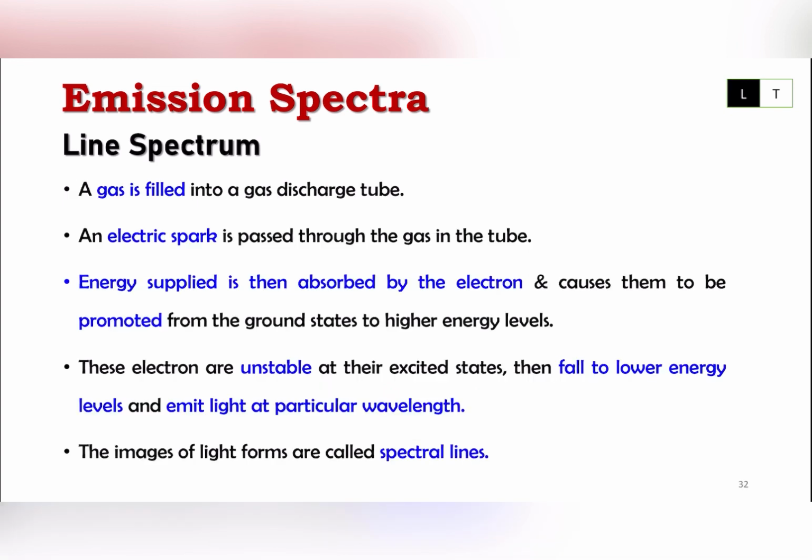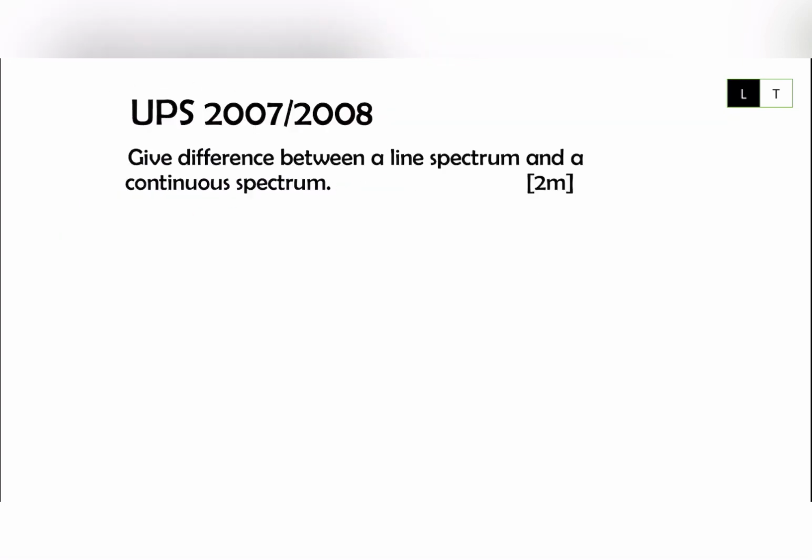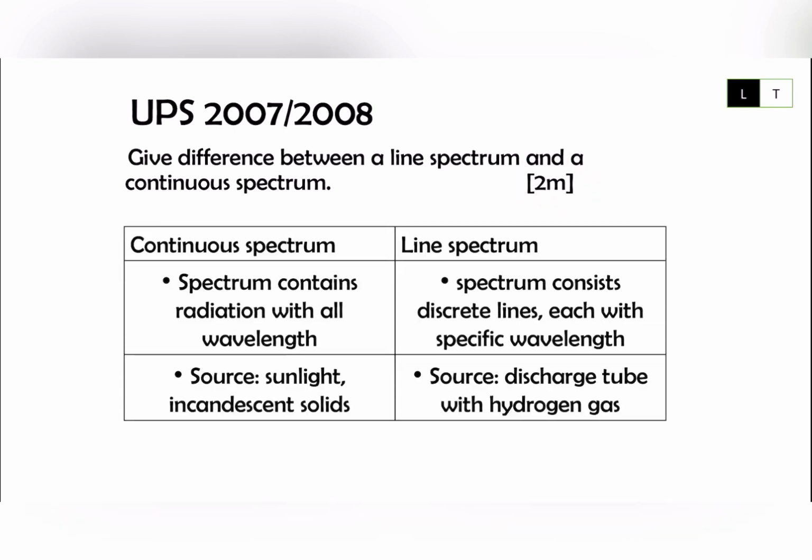So I concise here the formation of line spectrum into 5 bullet points. In order for you to give the difference between a line spectrum and continuous spectrum, we are going to give the answer in a table form. So if you got this kind of question with 2 marks, I hope you can answer based on the explanation that I've taught you before. This answer scheme is one of the examples how to differentiate continuous spectrum and line spectrum.